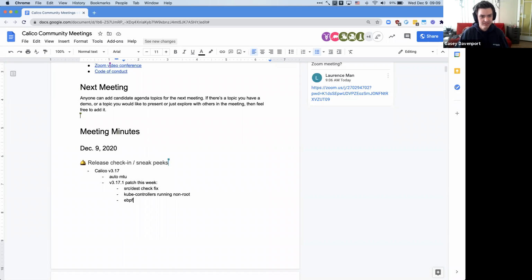Yeah, so 3.18, we're just about finishing up on scope for that now. It's a little bit of a smaller release just because of holidays taking up the big chunk of development time there. But it's going to have that MTU bit of work that I was just talking about, updating it for running pods. And a couple improvements to our service advertisement features.